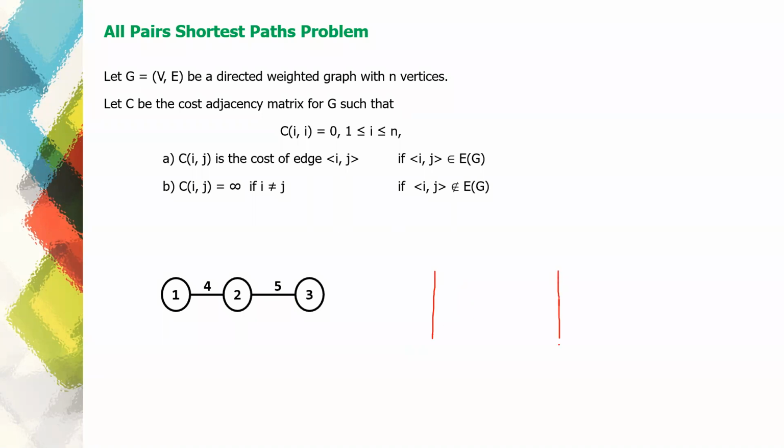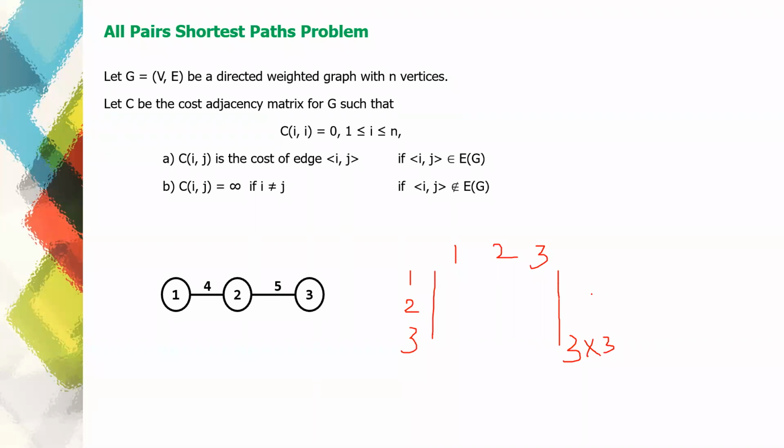So here the number of nodes is 3, so this will be a 3 by 3 matrix. There will be 3 rows and there will be 3 columns. Now I'll have to fill this matrix, which is called an adjacency matrix, and this adjacency matrix specifies the distances between the nodes.